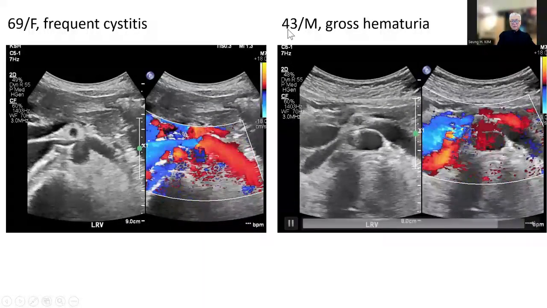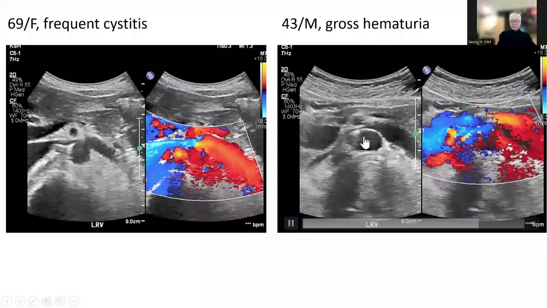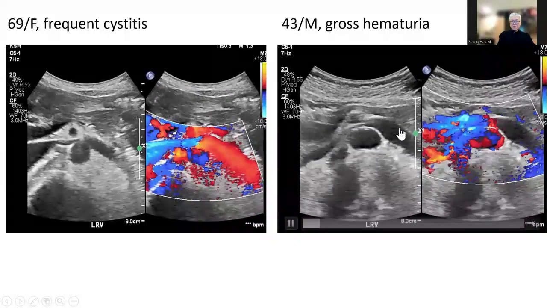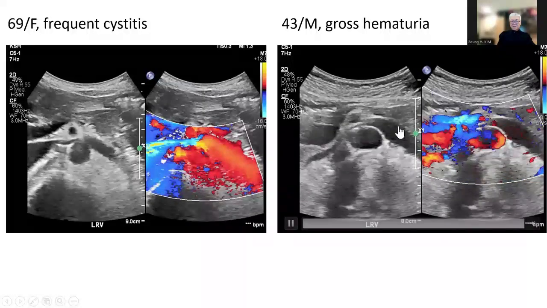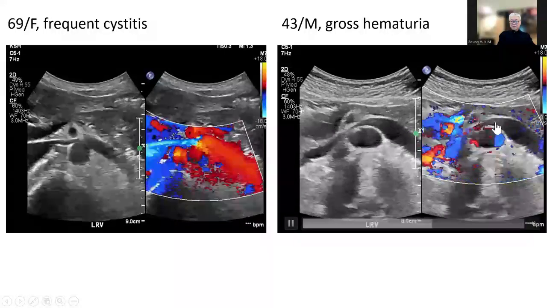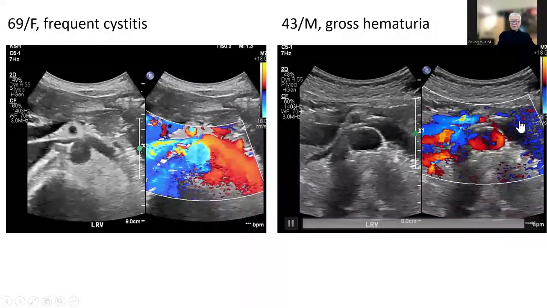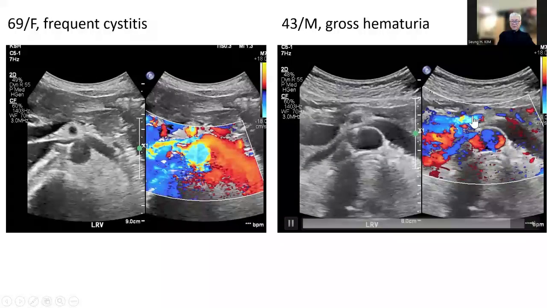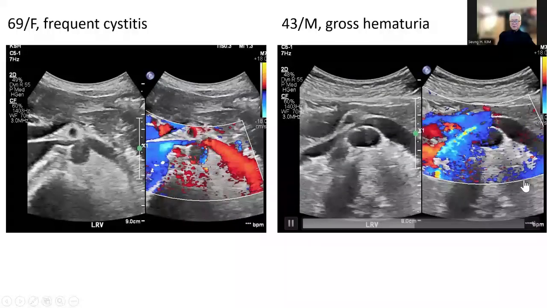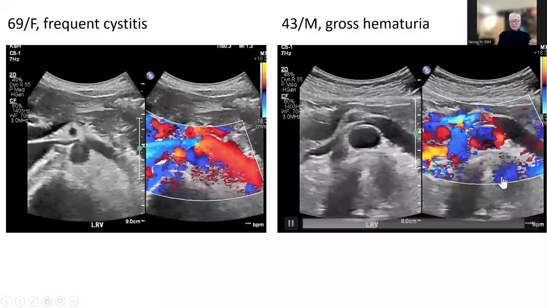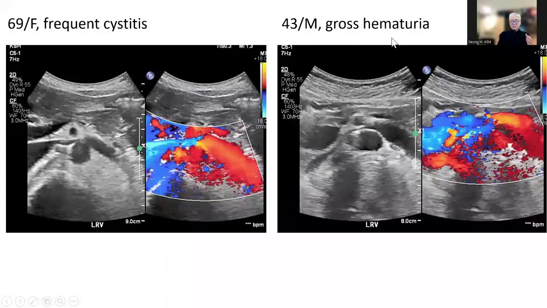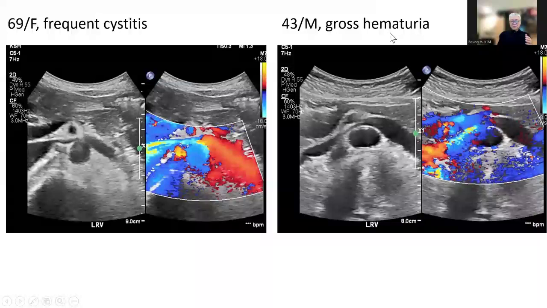And in this young man with gross hematuria, probably type 1 compression here and maybe type 2 compression here, the left renal vein is dilated, and we do not see prominent flow signals here. It means a very sluggish flow here. It means that the compression here is severe and the vein is dilated, and probably the pressure in the intrarenal veins of the left kidney is very high.